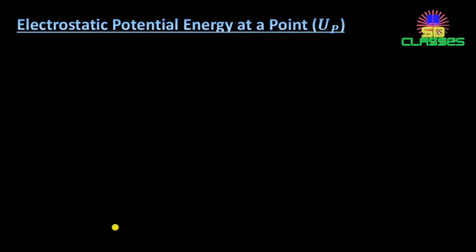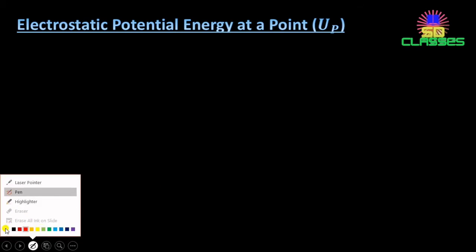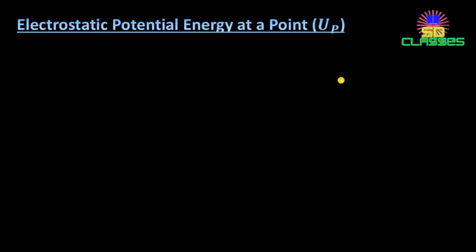Now, electrostatic potential energy at a point P. Suppose you want to bring a plus Q charge from infinity to a point P. Now the work done to bring the charge from infinity to P is equal to the potential energy difference between point P and the infinity point, right? UP minus U infinity. So this is equal to 0.